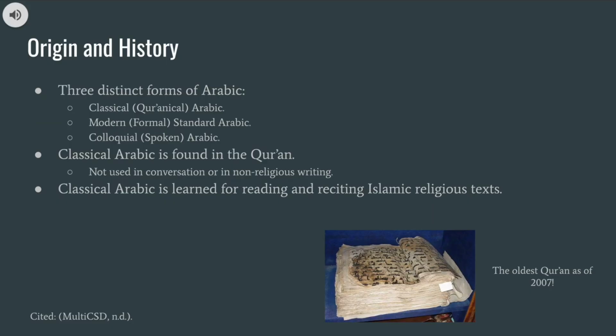There are three distinct forms of Arabic. There's classical, which is a form found in the Quran. The Quran is a religious text used by Arabic speakers when reading and reciting Islamic religious texts. Other forms of Arabic are Modern Standard Arabic and colloquial. Colloquial is spoken Arabic that many use in conversations, and Modern Standard Arabic is used formally, such as for speaking and for writing.